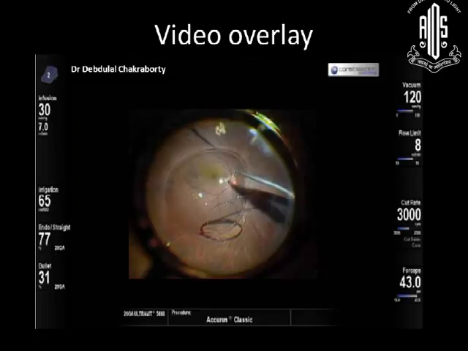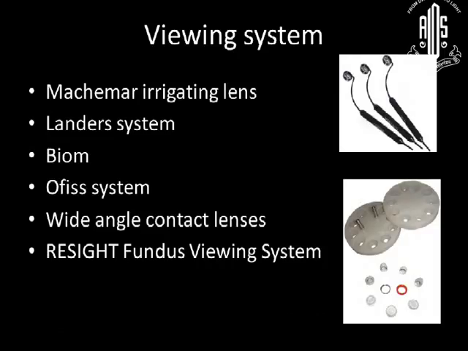Now, video overlay. Well, this is something that the phaco surgeons have been used to for a long time, but we are getting used to it of late. Basically, your system will show what you are doing at any given point of time, and this is easier for someone else to pick up. What's the cutter rate, what's your suction, what's your flow, etc.